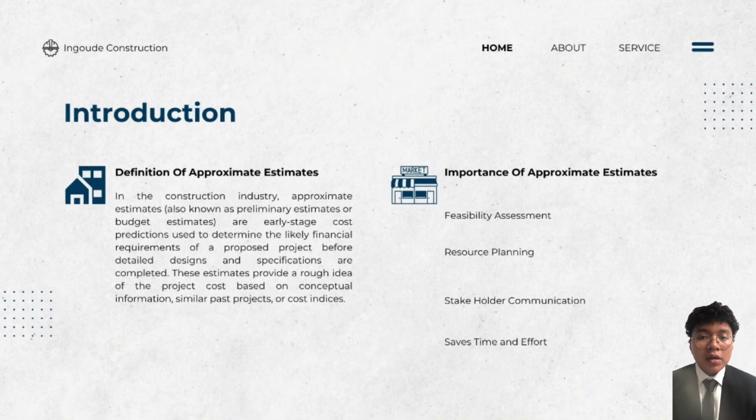Second, there's resource planning. Even at the concept stage, project teams need to plan manpower, materials, and scheduling. Approximate estimates help allocate resources wisely and also guide cash flow planning to make sure funds are available at the right time.